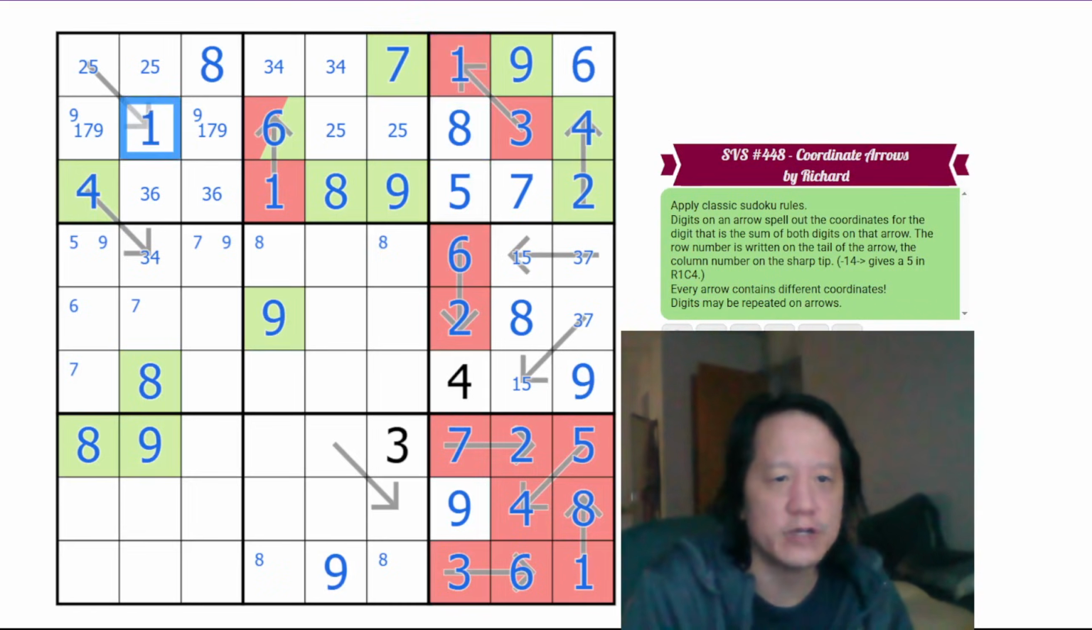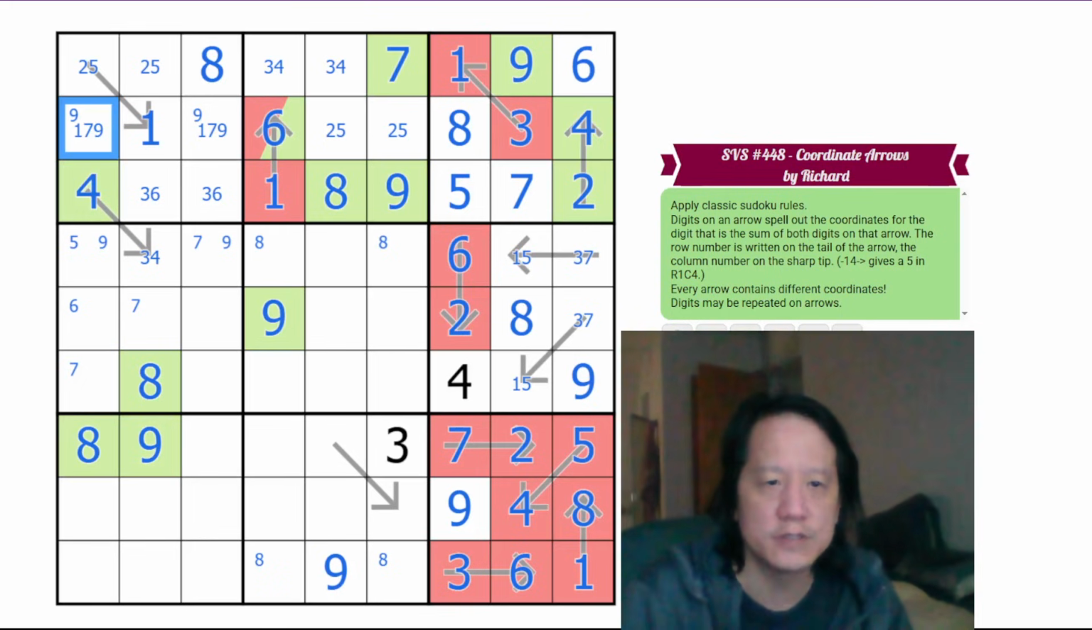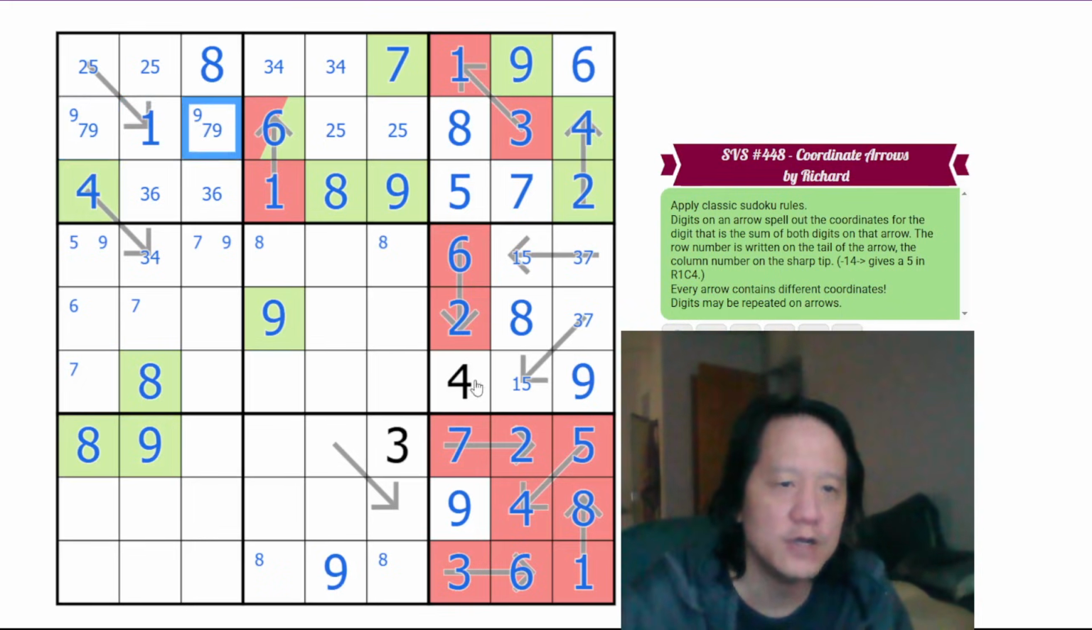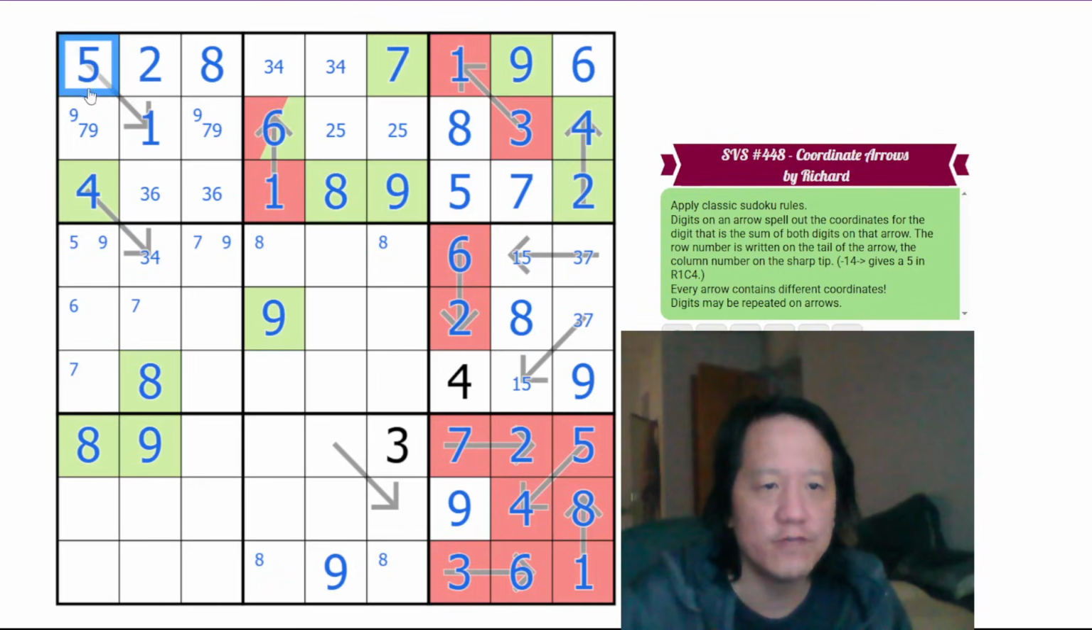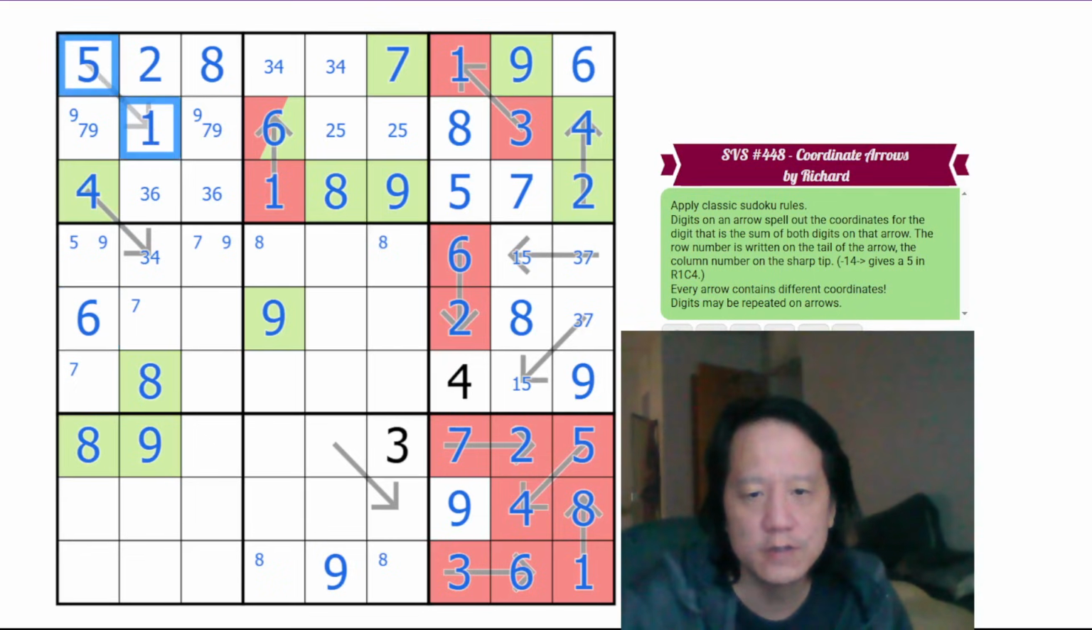So this is 1. So since this is 1, this cannot be 1 here. If you had 2 and 1, that would force this to be 3, and we can't have a 3 there. So this must be 5 and 1, which makes this 2. So row 5, column 1 points to a 6. So this is 6. So this is done. And this is done.